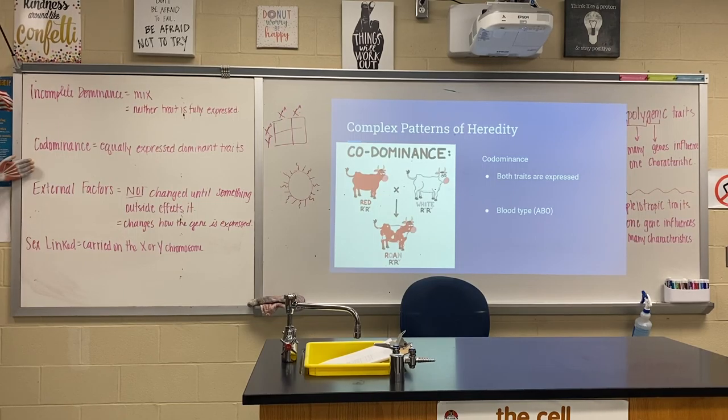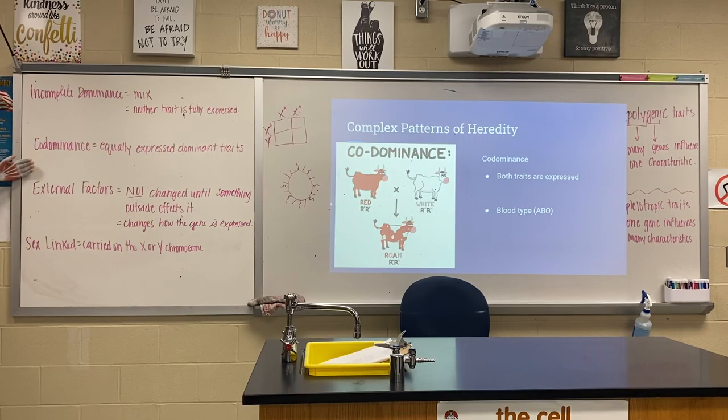So then in humans, our blood type is co-dominant. How many of you know your blood type? If you've never donated, probably some of you don't know. So you can either be A, positive or negative. You can be B, positive or negative. And then you can be O, positive or negative. But then you can be AB, together.